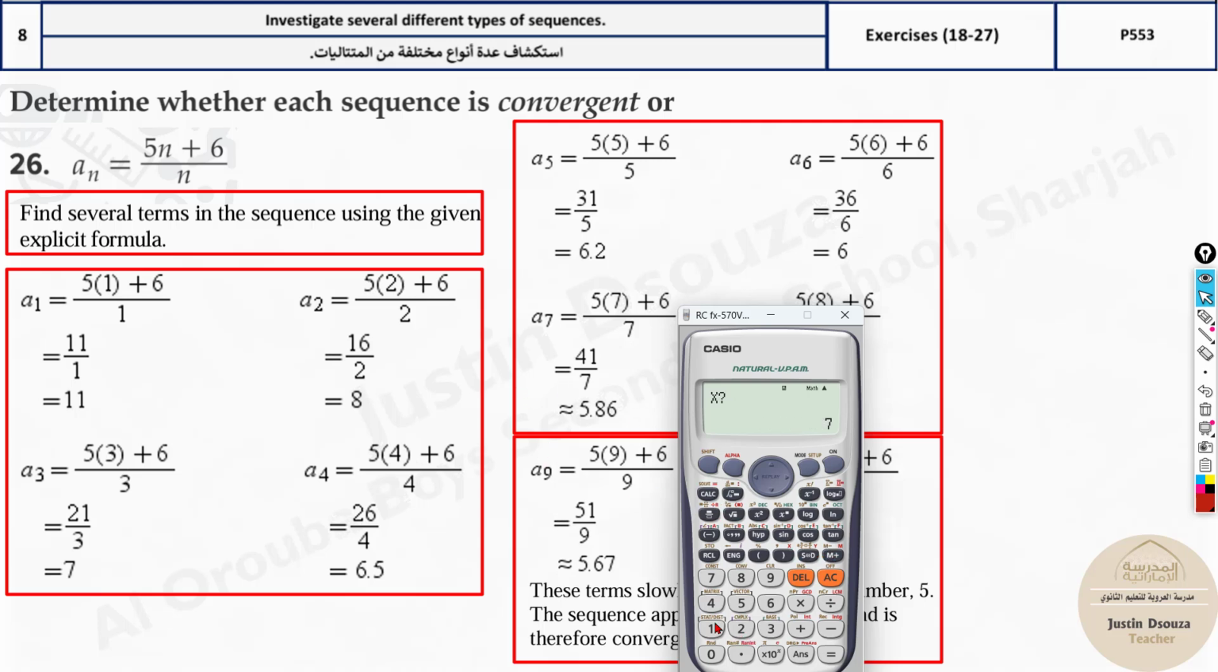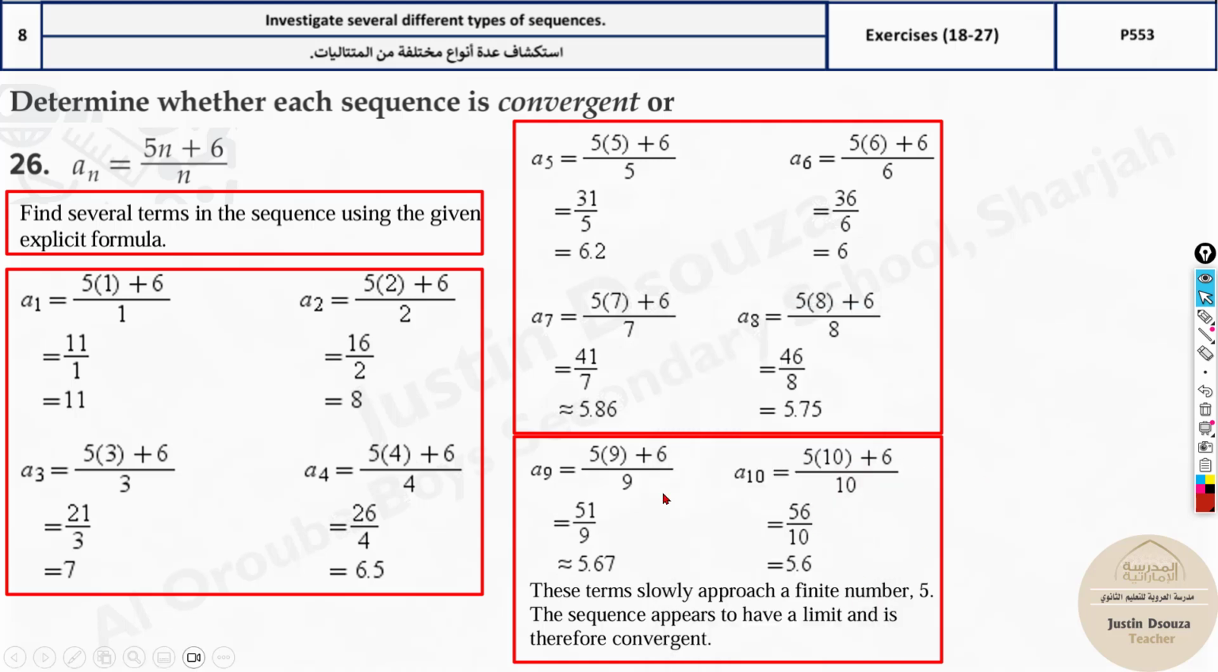Now, in the same way, calculate at 50. What is the value you're getting? You're getting 5.12. It's coming closer to 5. Calculate at 100. What is the answer? Again, if I calculate at 1,000, a big value, you can see it is closing towards 5. This is how you can easily tell what the limit is.